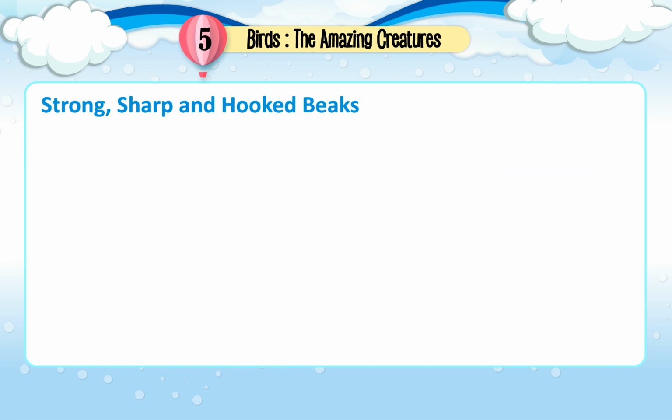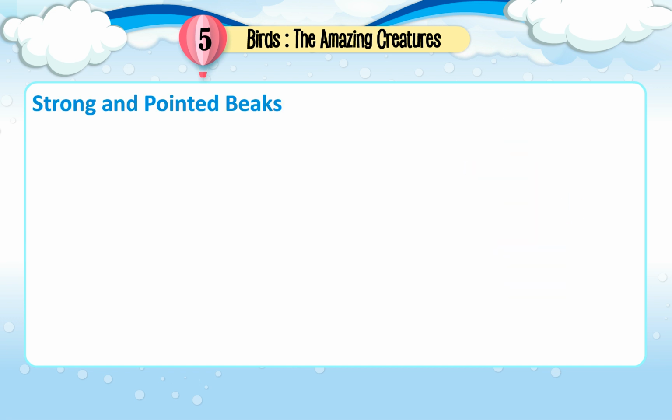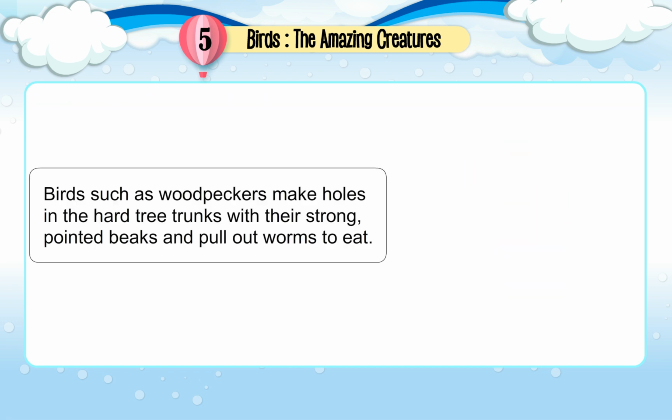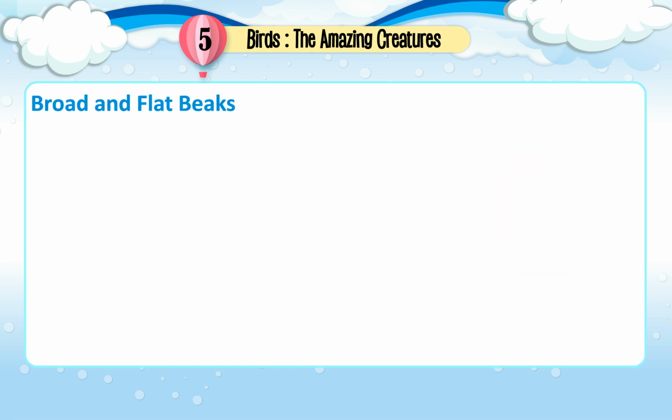Strong, sharp, and hooked beaks. Birds such as eagles, vultures, and hawks use their strong and hooked beaks to tear flesh. Strong and pointed beaks. Birds such as woodpeckers make holes in the hard tree trunks with their strong, pointed beaks and pull out worms to eat.